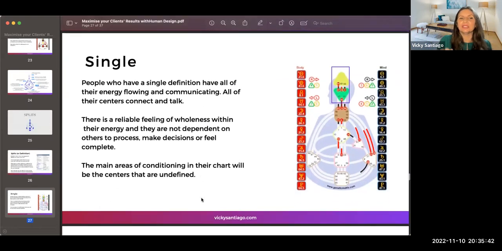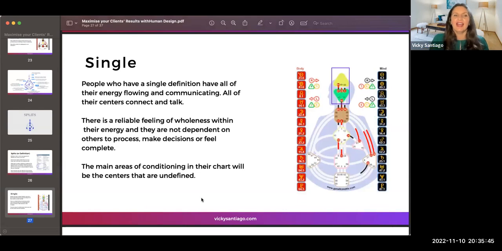Okay, so a single split is someone who has single definition. In other words, where their centers are fully connected to each other, there's just one section of that. So these ones talk to each other quite nicely. So it might be just 2, it could be more that are connected. But when somebody has single definition, it means that they have just that one internal voice. There's that feeling of wholeness within them, and they're not dependent on other people to process things, to bounce off, to make decisions, or to feel complete.